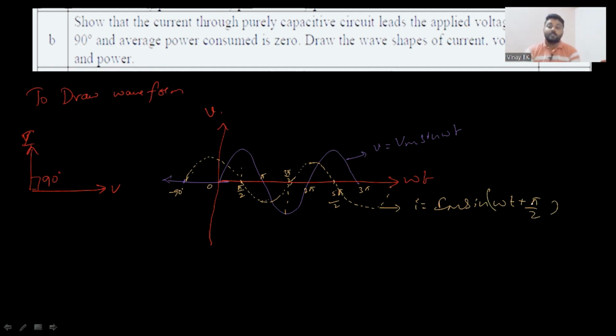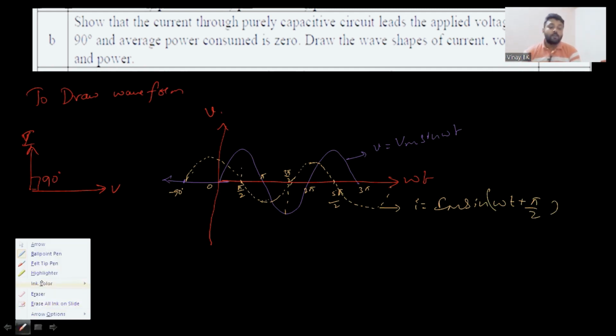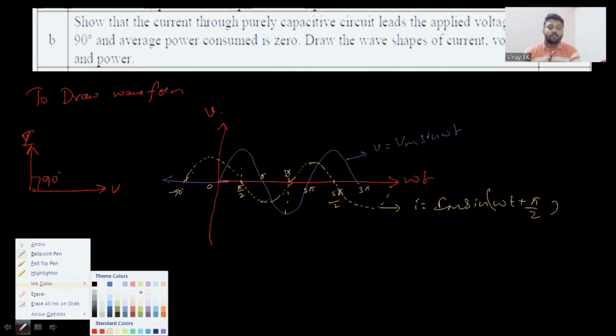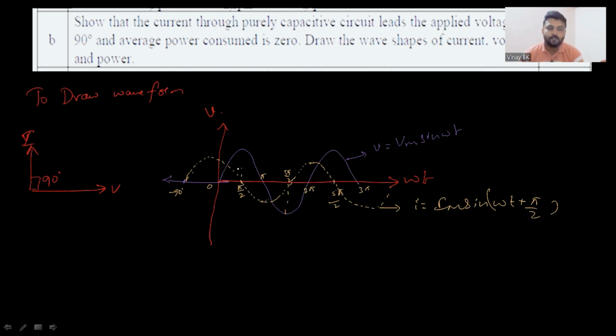So now we have to draw the power. To draw power, you should take some intervals. With the help of intervals, you have to draw the power. That is, 0 to pi by 2 is one interval. Similarly, pi by 2 to pi is another interval. For every 90 degrees, you take the intervals, compare the voltage and current waveforms, and draw the power waveform.